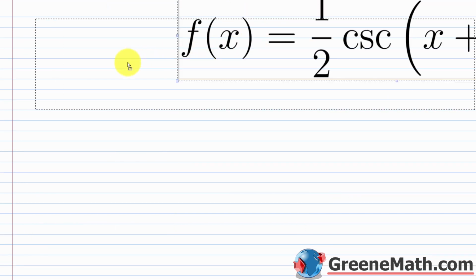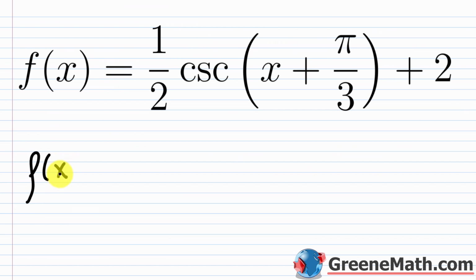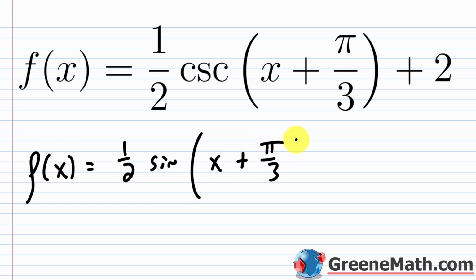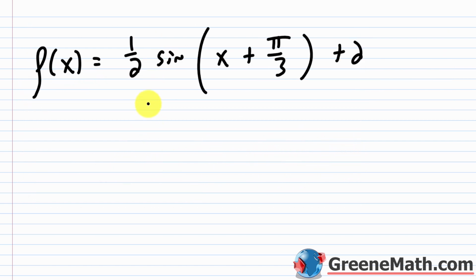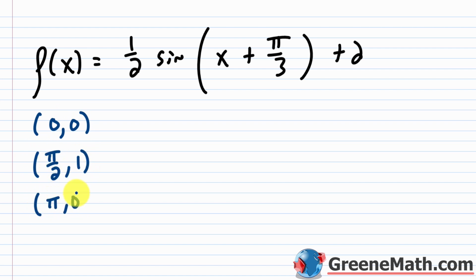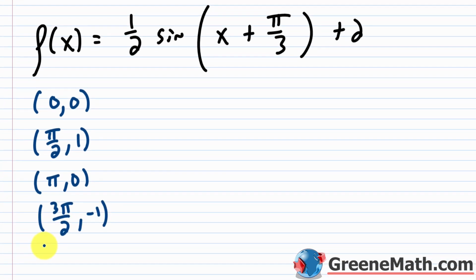And come down here and paste this in so I have some room. So I'm just going to rewrite f of x equals 1/2 sine of x plus pi over 3, and then plus 2. Okay, let me get rid of this. Move this up. And we just need to get our points. So just start with your standard points for sine. So you have 0, 0, you have pi over 2, 1, then you have pi, 0, you have 3 pi over 2, -1, and then you're going to finish up at 2 pi, 0.